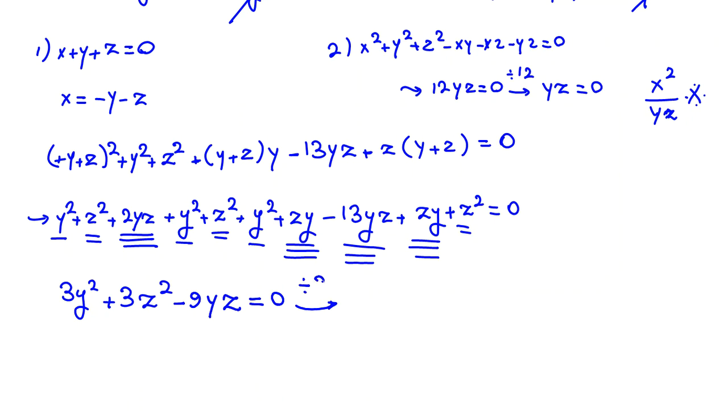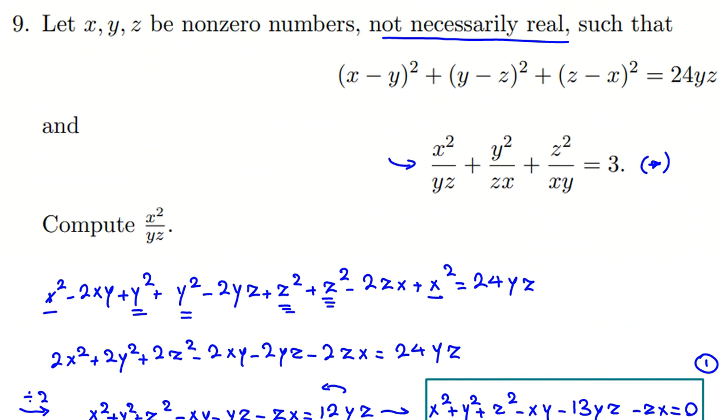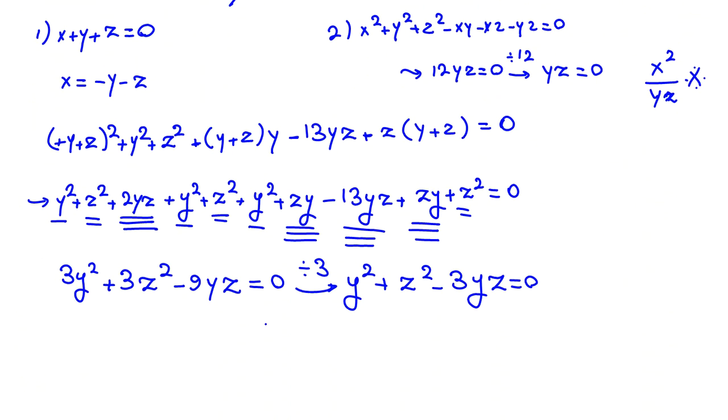We divide both sides by 3. It will be y squared plus z squared minus 3yz equals 0. Now, what do we want to compute? x squared over yz. And x is negative y minus z, so (negative y minus z) whole squared over yz. Now, pause the video and calculate this part on your own.